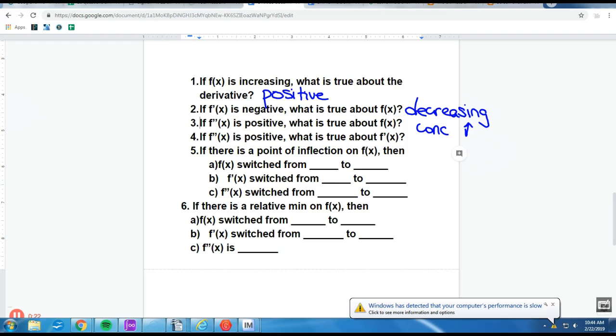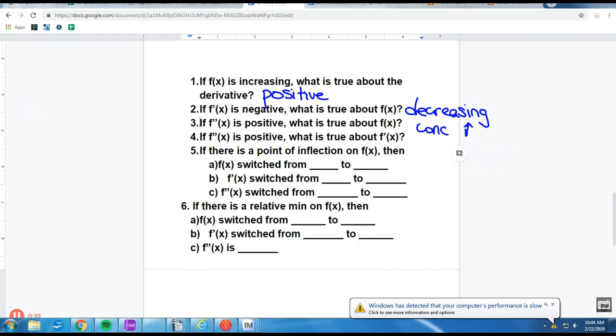Alright, so let's just talk through these then. If the second derivative is positive, what is true about f prime? So this is a little tougher one. If the second derivative is positive, what does that mean about the original? It's concave up. So we did that in number 3.